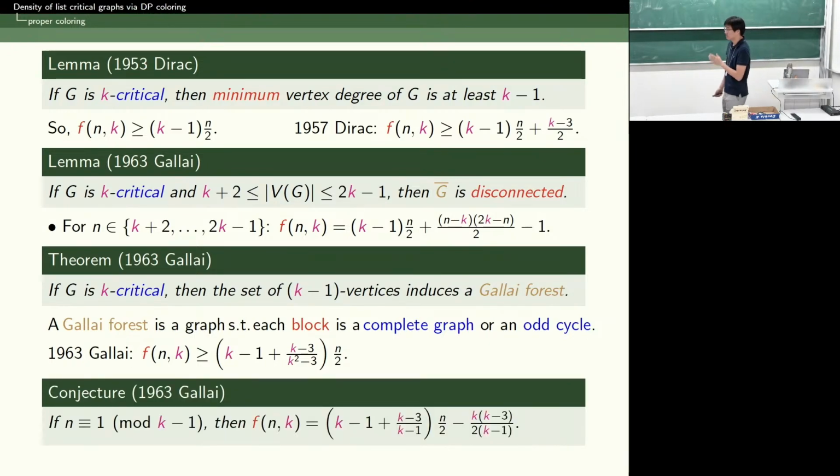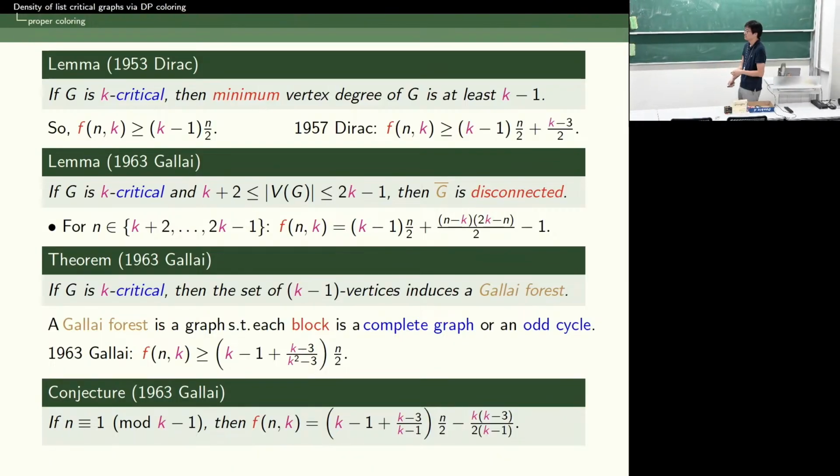And he made this bold conjecture, where he said, okay, because you have this certain structure, he had to have some limitation on the number of vertices. So if the number of vertices is 1 mod k minus 1, then the minimum number of edges in a k-critical graph will follow this formula.